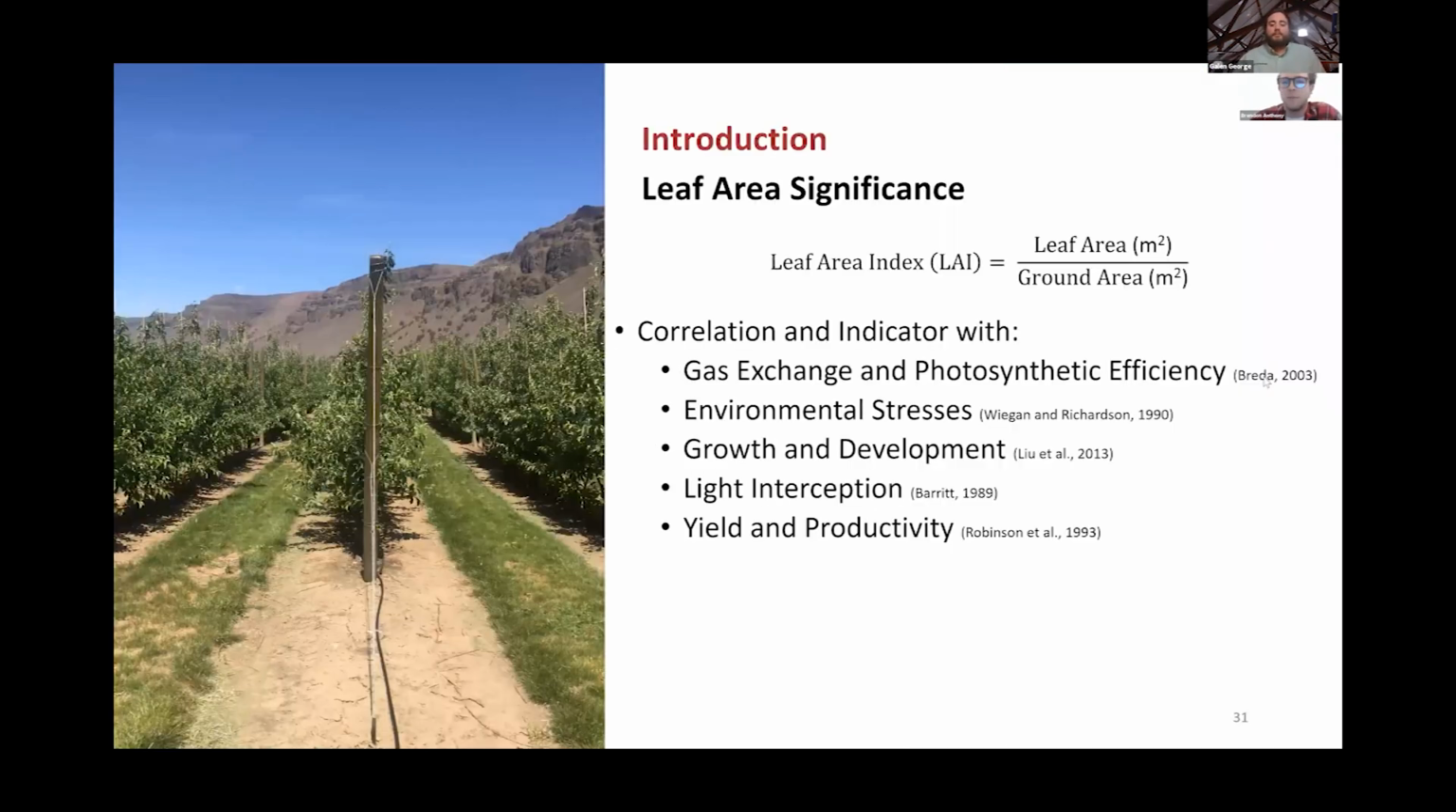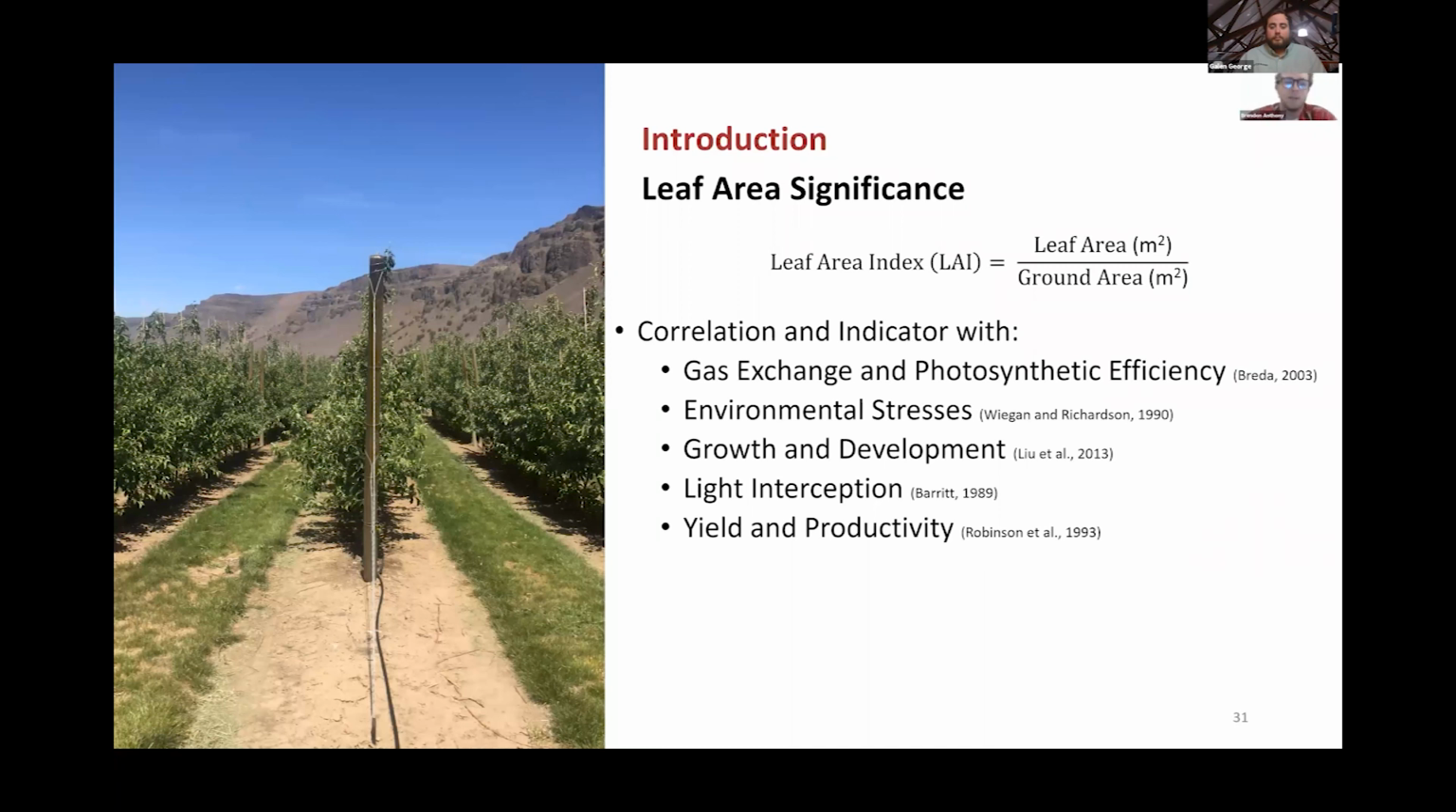So just to give some background on why leaf area index is important, again, just to define the parameter, it's the ratio between the leaf area and the ground area. And it's important because it allows us to assess the health and vigor of our trees. It correlates well with photosynthetic efficiency, which at the end of the day is all going to be generating photosynthates for our fruit production. As we see, as the canopy expands, you're able to intercept more light.